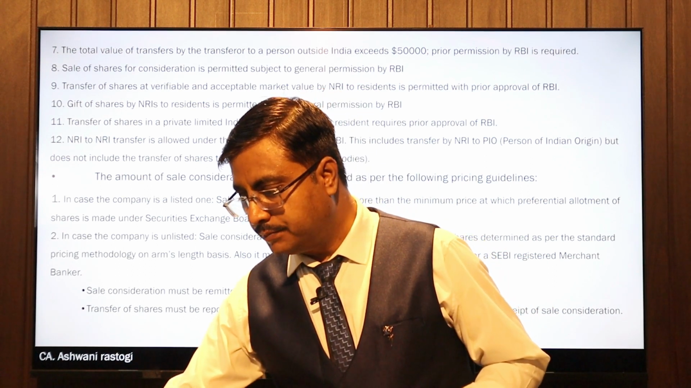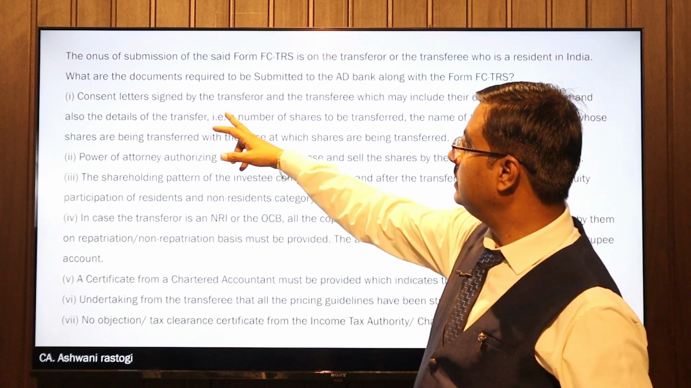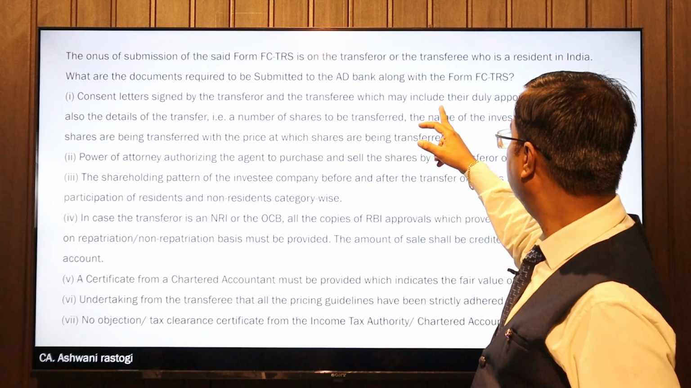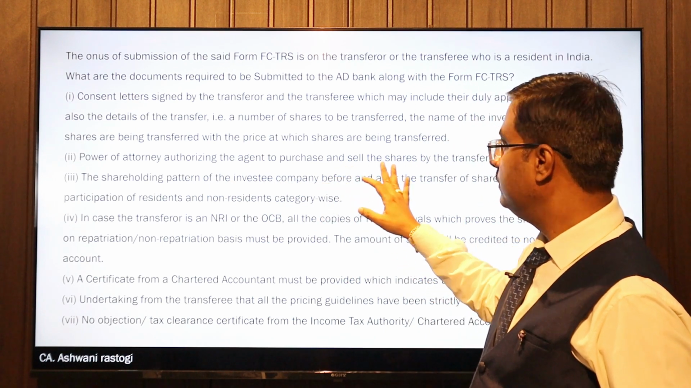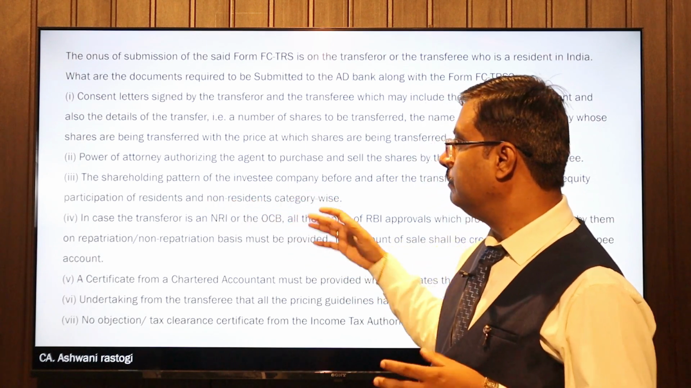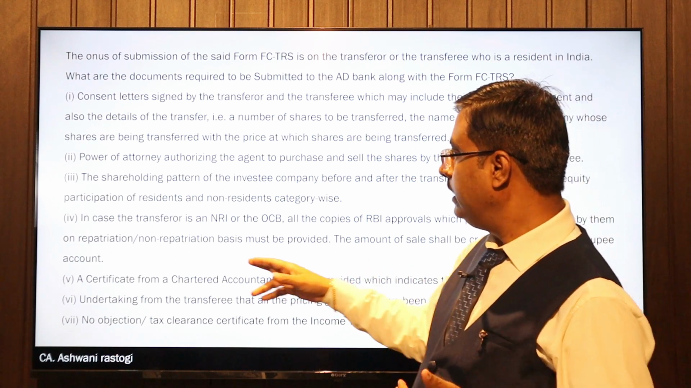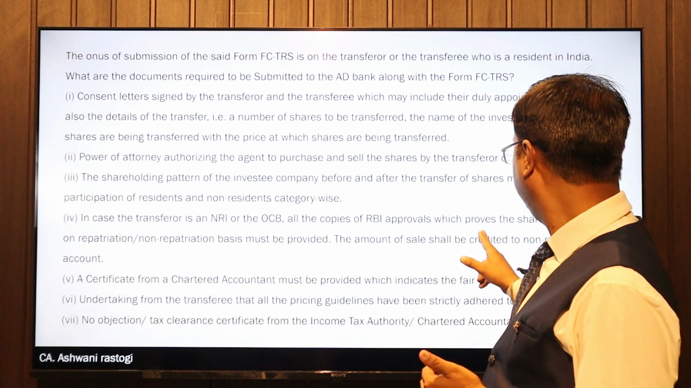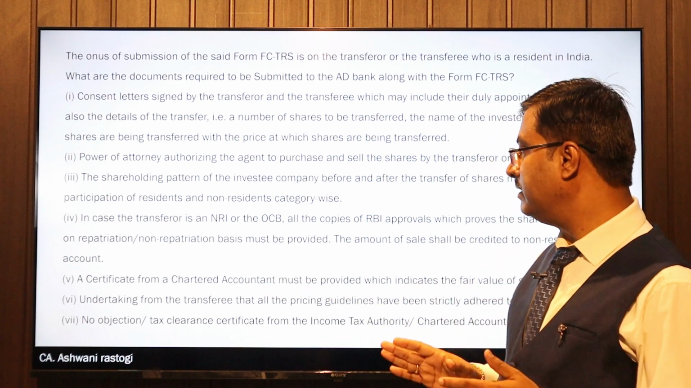So, for the purpose of foreign remittance, we need these forms: a consent letter signed by the transferor, this is the NRI, and the transferee, who may also be a duly appointed agent; a power of attorney authorizing the agent to purchase shares; a purchase agreement of shares; and the shareholding pattern, that is, the pre-shareholding and the post-shareholding. In case of transfer by an NRI or OCB, a copy of the RBI approval which proves the shares are held by them, on a repatriation or non-repatriation basis.